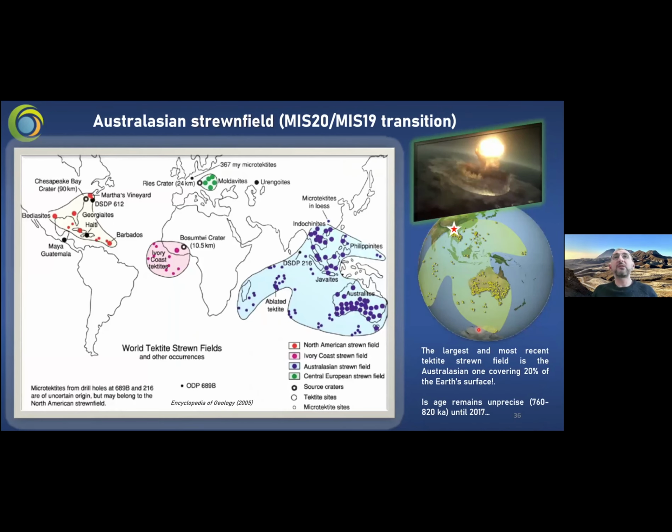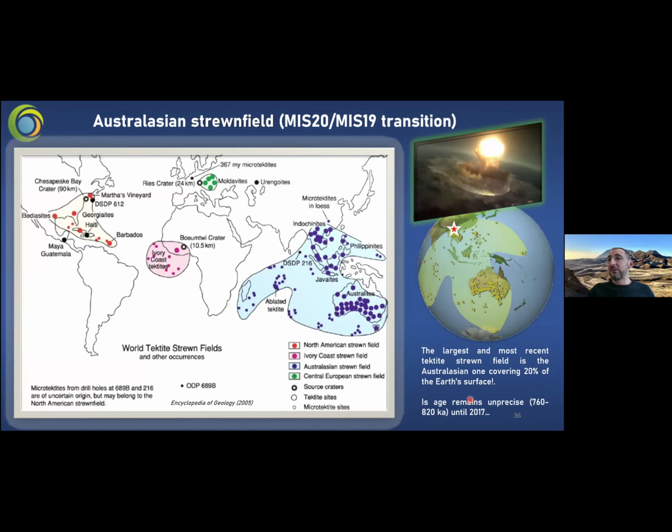The Australasian tektite strewn field is the biggest, in fact, strewn field on Earth. It covers 20% of the Earth's surface. It means that below this umbrella, you find these tektites.